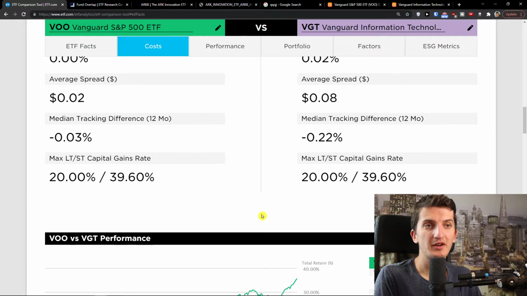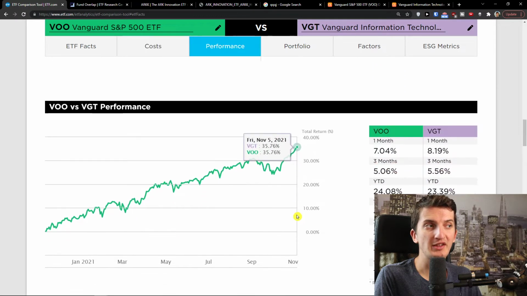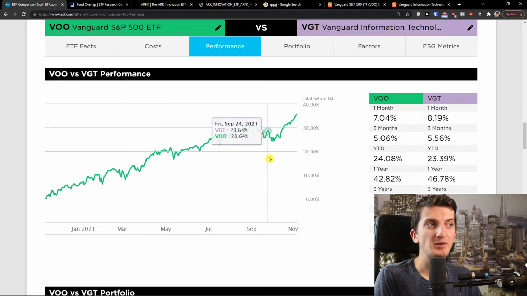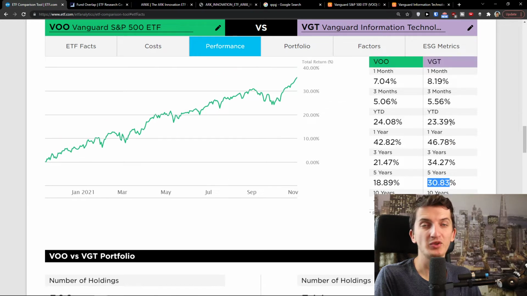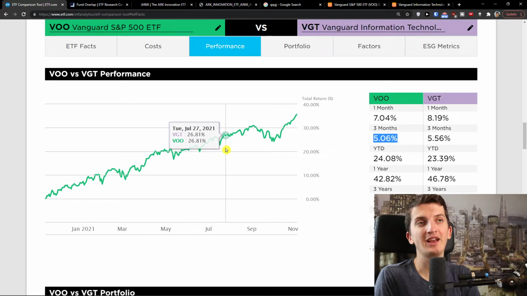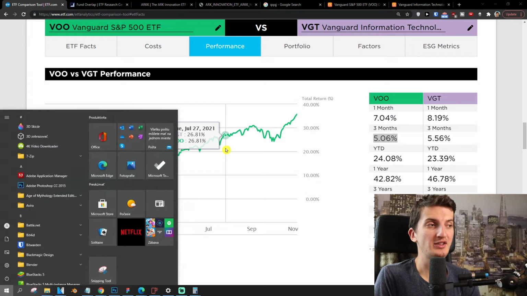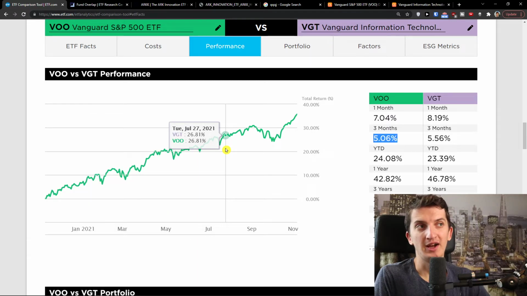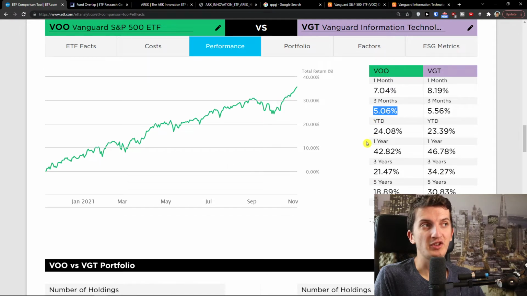Now, when we go even further, we can go to the performance and see the performance here. Many times it was really similar. On 3 years, the VGT was performing better. 5 years, you see also better too here. On 1 month, 8%, 7%, 5.5, 5.06. So I don't really like analyzing performances, because we don't know what the future will bring. It's the end of November right now, but things can drastically change. So I can't really say which one you should use. I'm just going to give you information on what you can do, and based on the data, you see it by yourself.